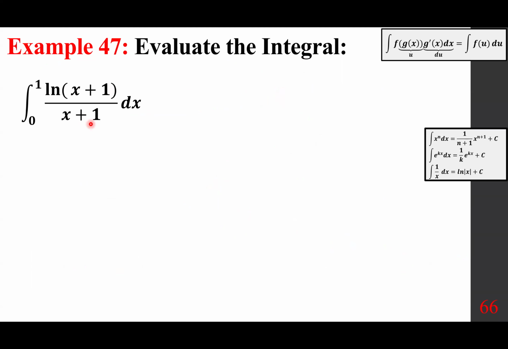ln of x plus 1 over x plus 1 dx. I'm going to integrate this from 0 to 1, and we have to do it by substitution. When ln is involved, that is the choice of u. So u is ln of x plus 1. Its derivative is 1 over x plus 1. Therefore, du is 1 over x plus 1 dx, because the derivative of the parenthesis is 1, it doesn't do anything.